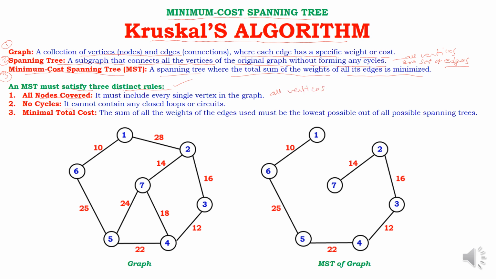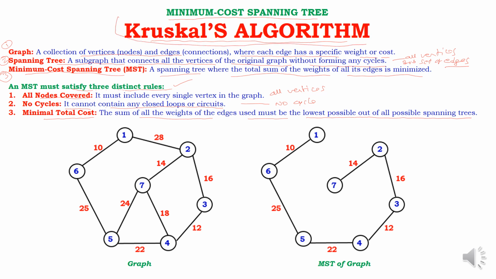Then no cycles. It may contain a subset of edges, but it should not form any cycle. It cannot contain any closed loop or circuit. So no cycle. Then third one, minimum total cost. The sum of all weights of edges used must be the lowest possible out of all possible spanning trees. There is a possibility of creating many spanning trees, but our concentration is to find the minimum cost spanning tree, that too using Kruskal's algorithm.